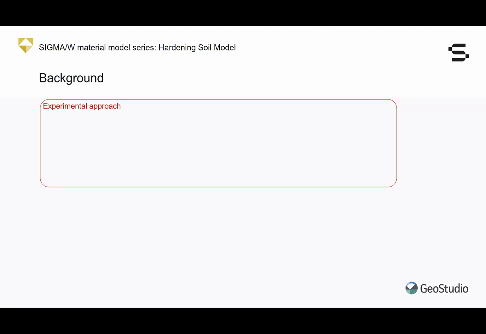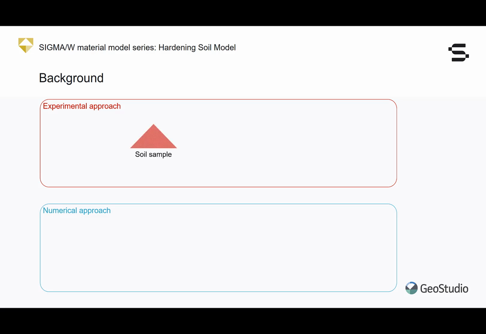To begin this webinar, let us consider a soil specimen subject to an experimental procedure and a numerical simulation of that experimental procedure. In an experimental approach, there's a real soil sample from which specimens can be extracted and subjected to various tests, such as triaxial and odometer loading.